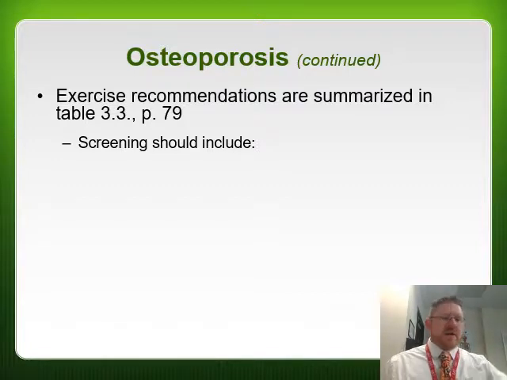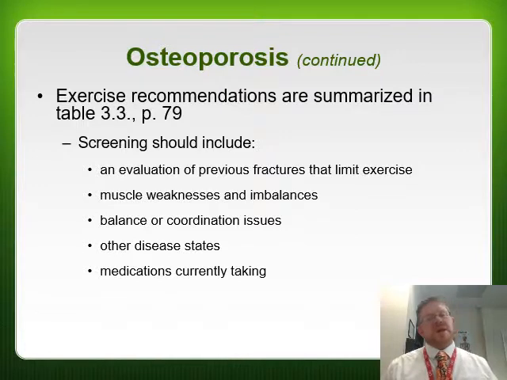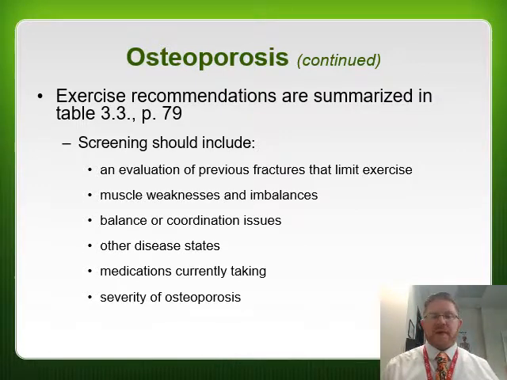Recommendations are in here. Table 3.3 is on page number 79. Screening for osteoporosis should include the following: evaluation of other fractures that limit exercise, muscle weakness and muscle imbalances, balance or coordination issues, other disease states, and any medications that they're currently taking. We already talked about what some of those are and what they might affect.